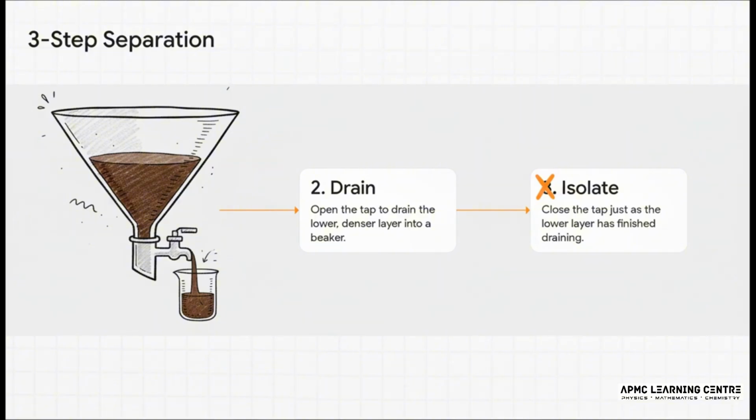Step 2, drain. You open up that stopcock and carefully let the bottom layer, the dense one, flow out into a beaker. And then step 3, and this is the most important part, isolate. The very second that line dividing the two liquids gets to the tap, you slam it shut. And boom, that's a perfect separation.